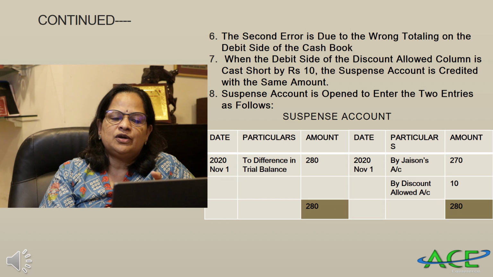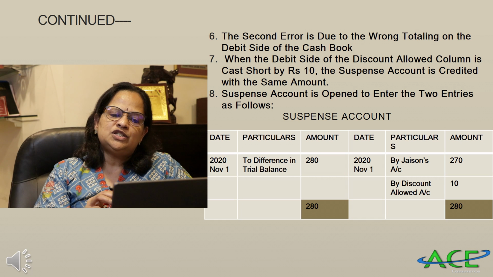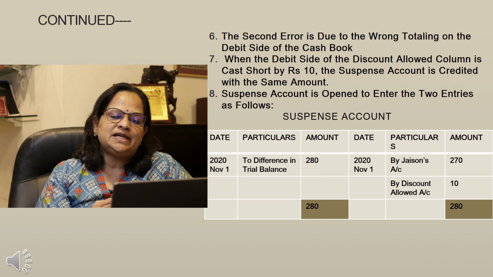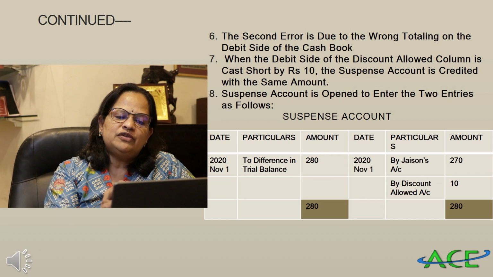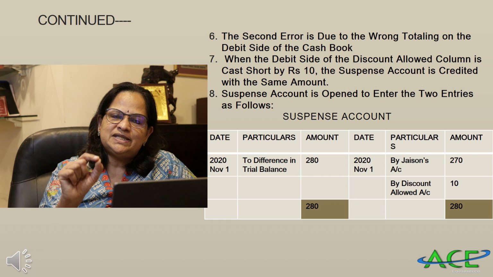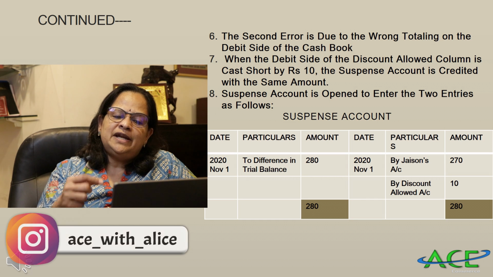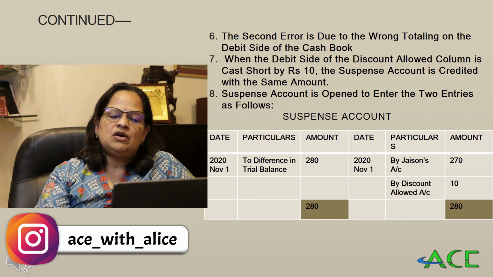Now, this is the suspense account. If you see, it's just like a regular account. Date will be there, particulars will be there, amount will be there, debit side and credit side. So on the debit side, we have to debit the difference in trial balance, 280. 280 is the difference because 270 is in Jason's account and 10 is the discount allowed. Now on the credit side, by Jason's account 270, by discount allowed 10. So this is what I want to explain with this module. I want to tell you that we have learned errors and rectification through suspense account, and with this module we are completing the rectification of errors.